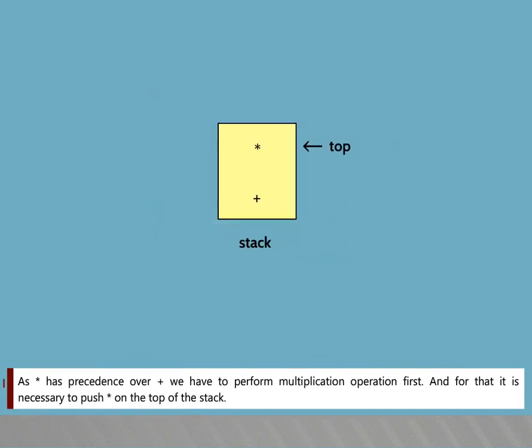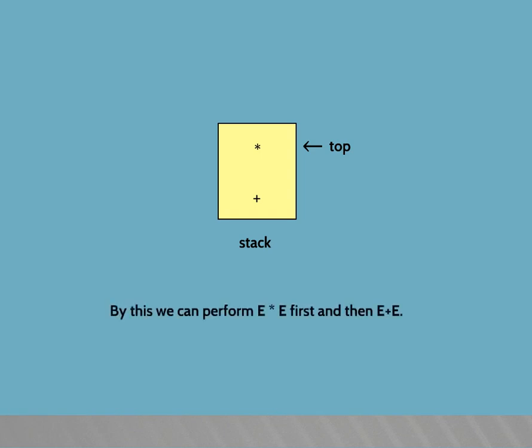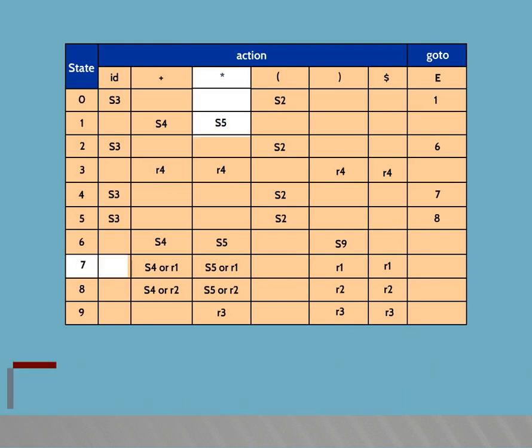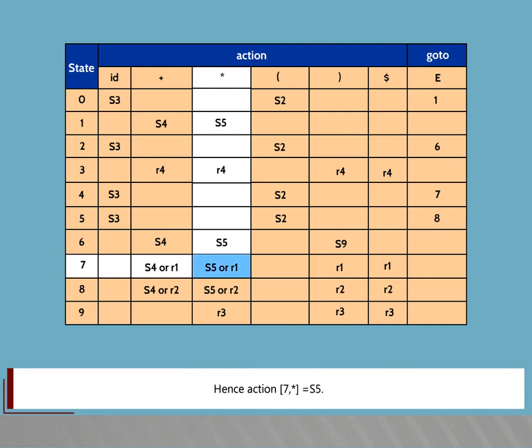As * has precedence over +, we have to perform the multiplication operation first, and for that it is necessary to push * on the top of the stack. By this we can perform E * E first and then E + E. Therefore, as you can see in the above table, the parsing conflict can be resolved by assigning the shift operation. Hence action[7, *] = S5.